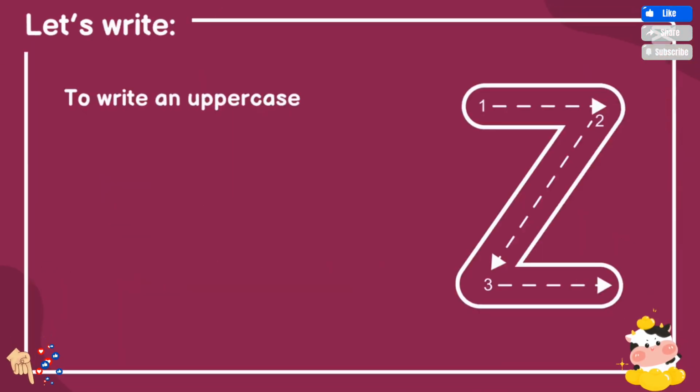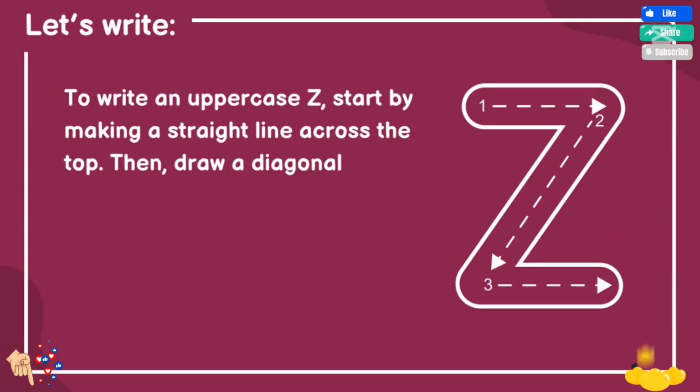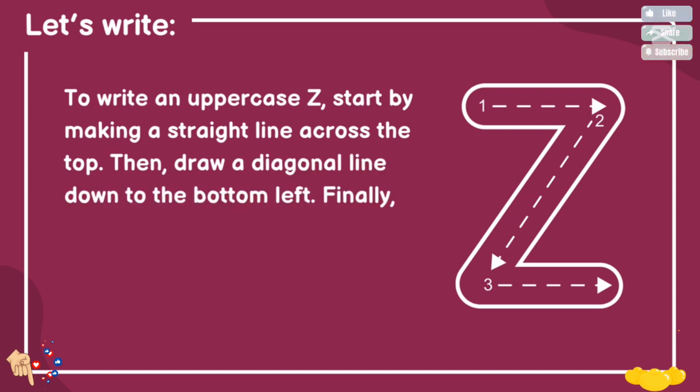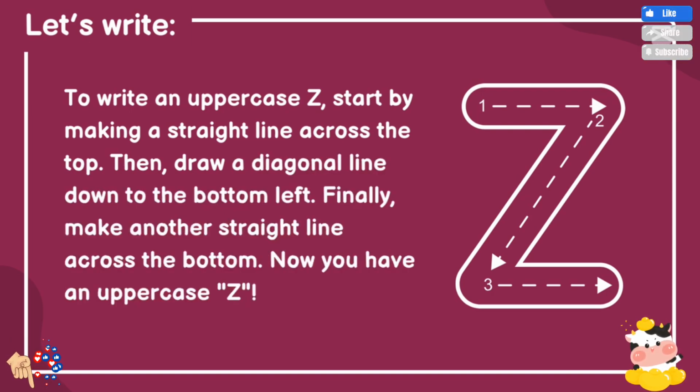To write an uppercase Z, start by making a straight line across the top. Then, draw a diagonal line down to the bottom left. Finally, make another straight line across the bottom. Now you have an uppercase Z.